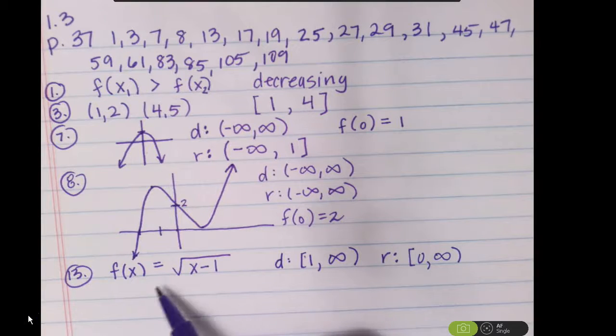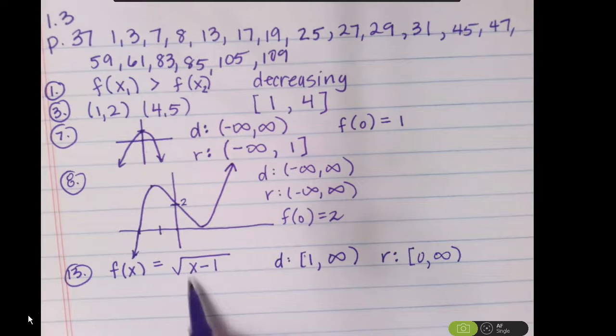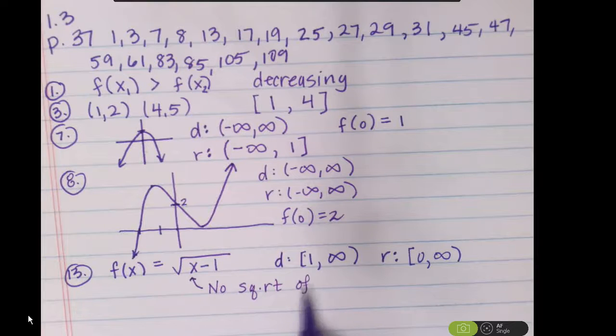So I'm asked to find the domain and range algebraically. That's simply saying look at the function and tell what rules are there for your x value here. And I would get an error. I cannot take the square root of a negative number.